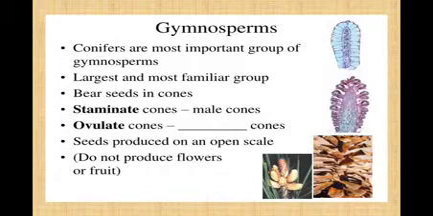Conifers are the most important group of gymnosperms. They are the largest and the most familiar group of gymnosperms. They have paired seeds in cones. The male cones are known as staminate cones, while the female cones are known as ovulate cones. Seeds are produced on an open scale. They do not produce flowers or fruits, so they are non-flowering plants.